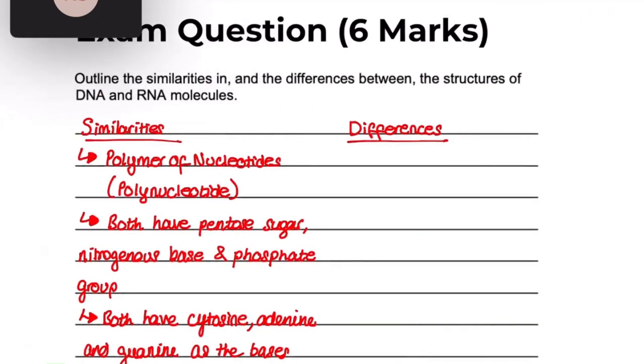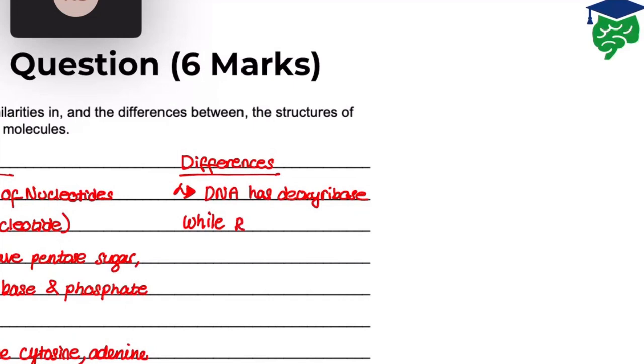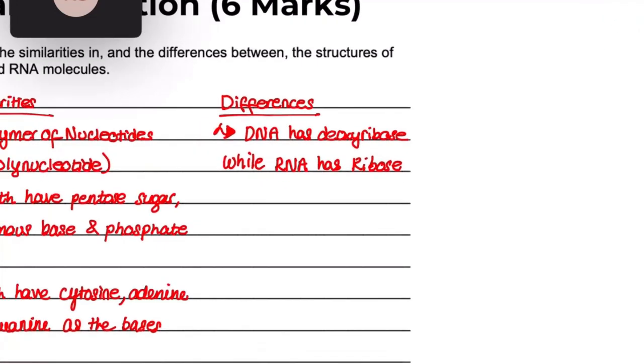And one of the differences is going to build up from the similarity. We said that both have a pentose sugar. In RNA, the pentose sugar is ribose, and in DNA, D for DNA and D for deoxyribose. So the difference is that DNA has deoxyribose, while RNA has ribose.